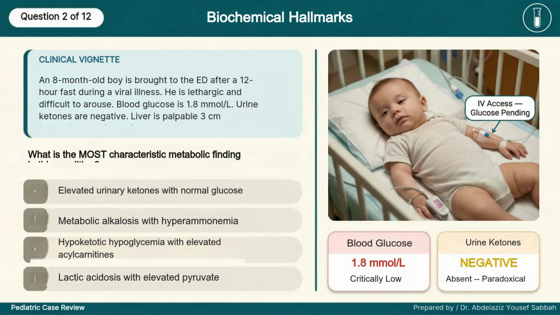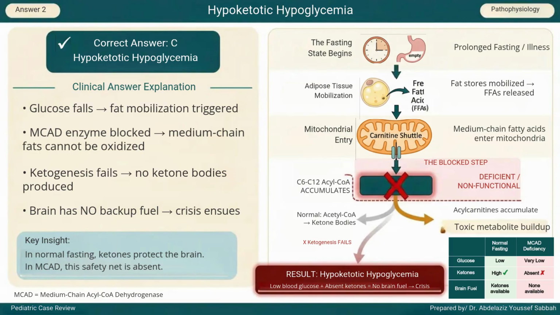Option A, elevated urinary ketones with normal glucose. Option B, metabolic alkalosis with hyperammonemia. Option C, hypoketotic hypoglycemia with elevated acylcarnitines. Option D, lactic acidosis with elevated pyruvate. The correct answer is option C, hypoketotic hypoglycemia with elevated acylcarnitines. This is the biochemical hallmark of medium-chain acyl-coenzyme dehydrogenase deficiency.